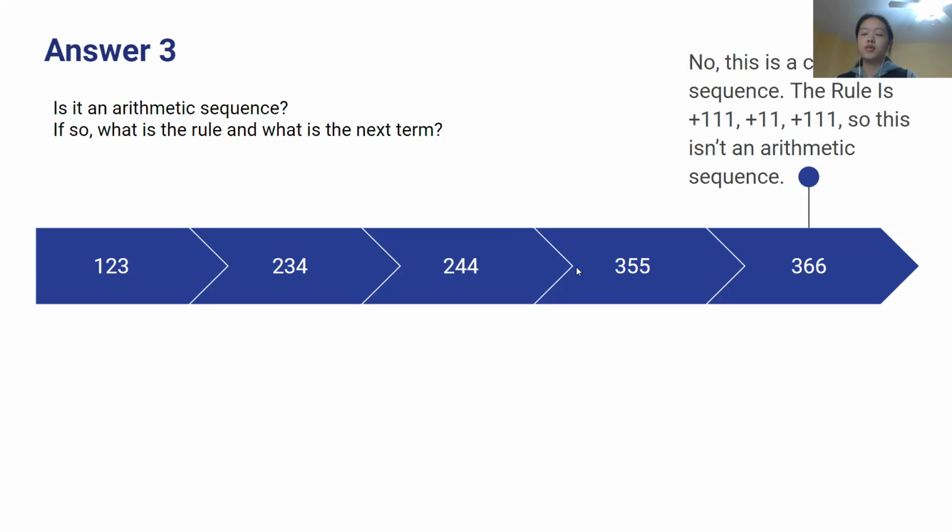Good job. Yeah, this would be that weird type of sequence. I think it's called a compound sequence, where the rule has a pattern, but the rule doesn't stay constant throughout the whole thing. So it isn't an arithmetic sequence.